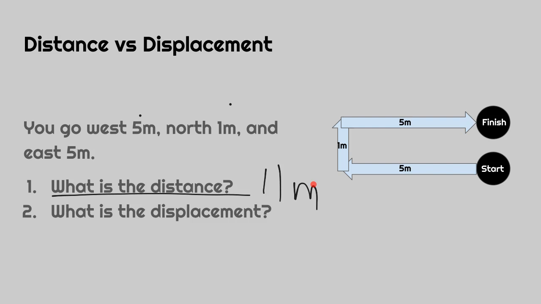So displacement is the distance between the start and finish, the shortest line, the line between the start and finish. In this particular case, what would you say this was? All right, I'll let you answer that question. That'd be 1 meter, right? Just the distance between the start and finish.